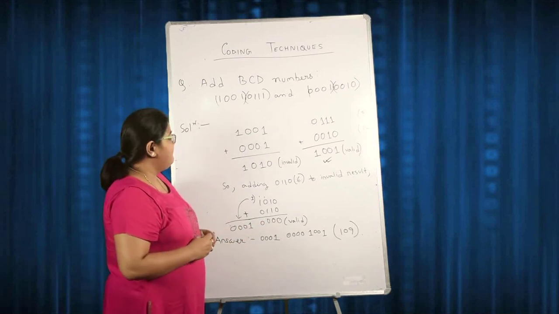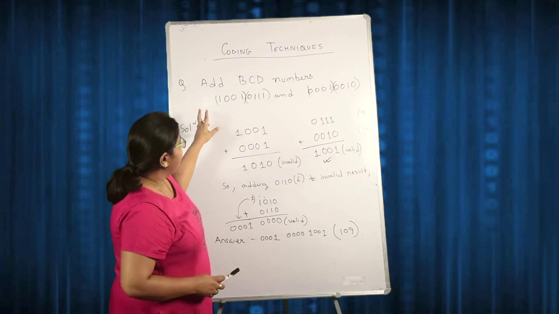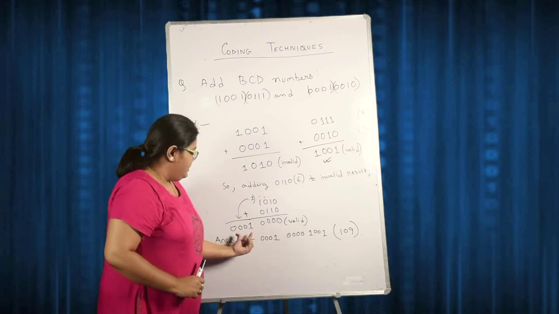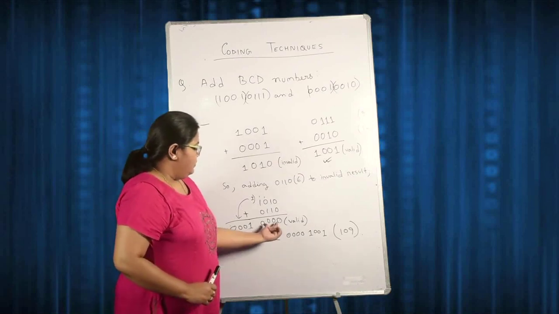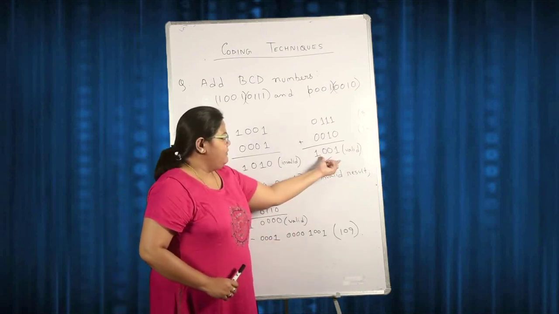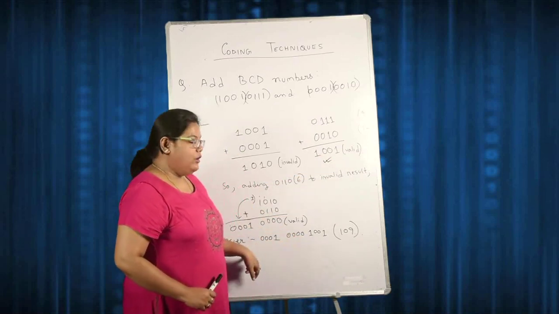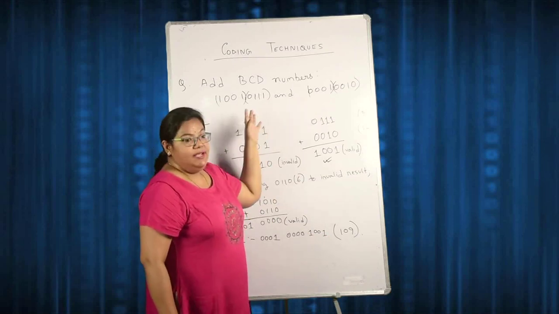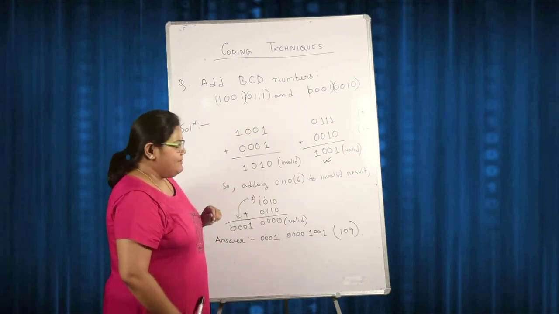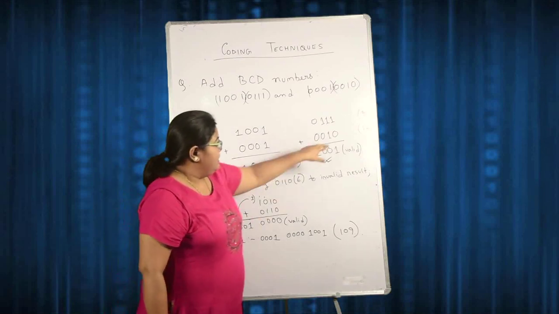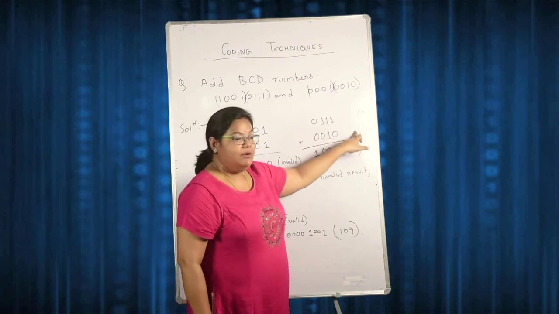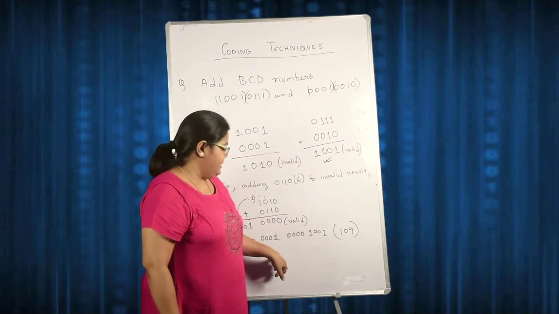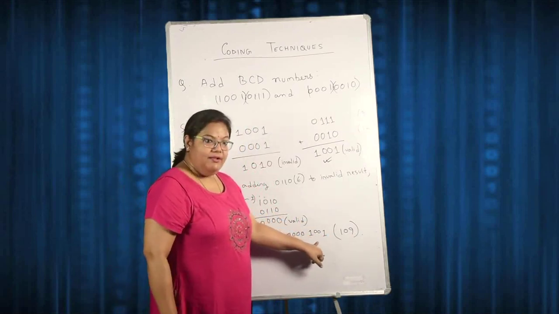So now the addition of these two BCD numbers will be 1001, 0000, and 1001. All of this part together will be the addition value of these two BCD numbers. Now in the decimal form also, 97 plus 12 should give us a value of 109, which we get when we convert this BCD number to its decimal form.